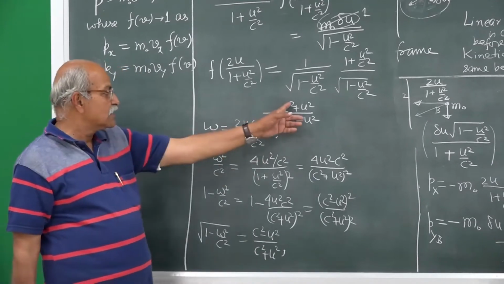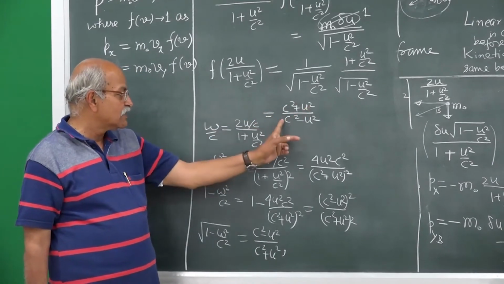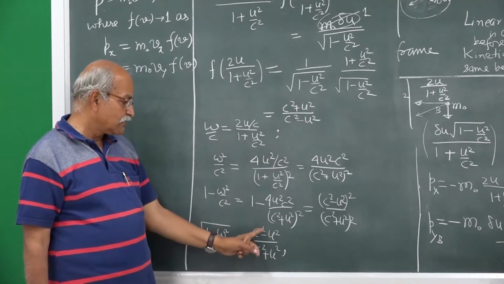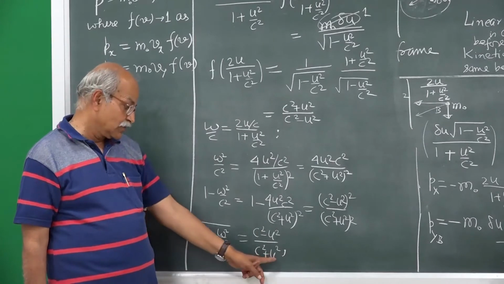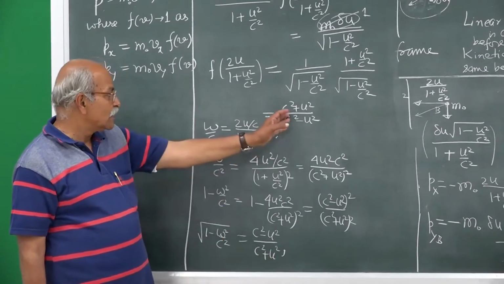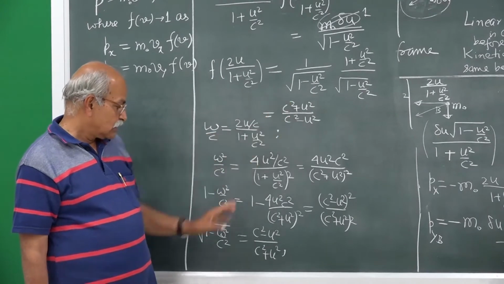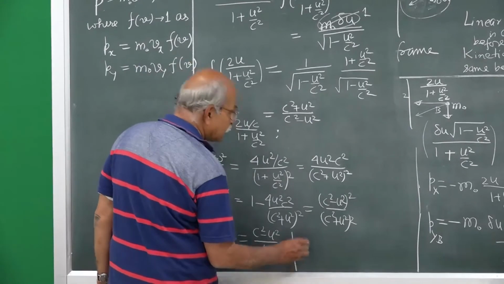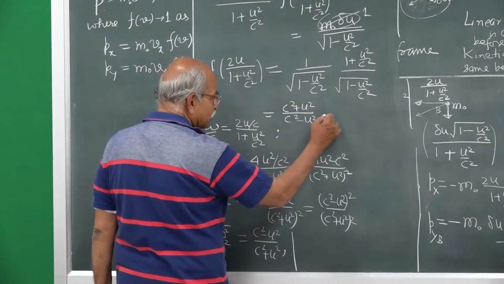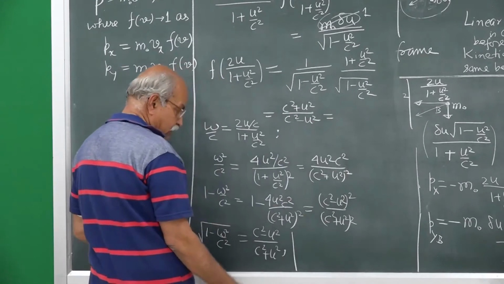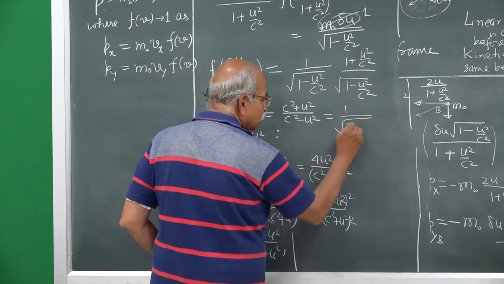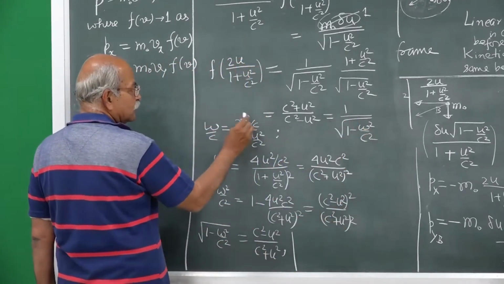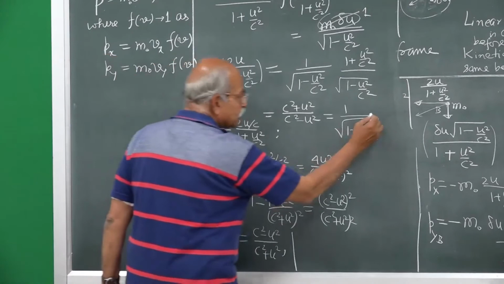And so, what is this quantity? C square plus u square divided by c square minus u square. Look at here, it is just the reciprocal of c square minus u square divided by c square plus u square. So, this quantity is the reciprocal of this. What you have is c square plus u square, or let me write it here itself, this is 1 by square root of 1 minus w square by c square, and this is w. So, this is f of w.